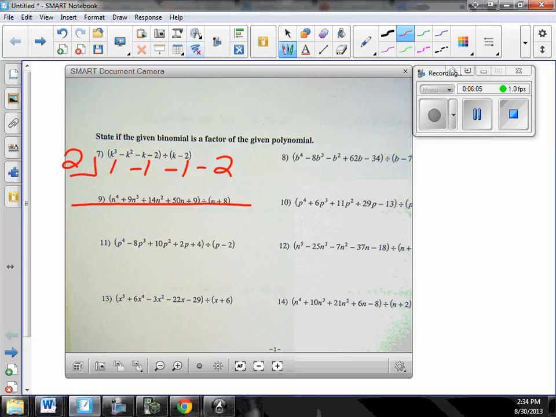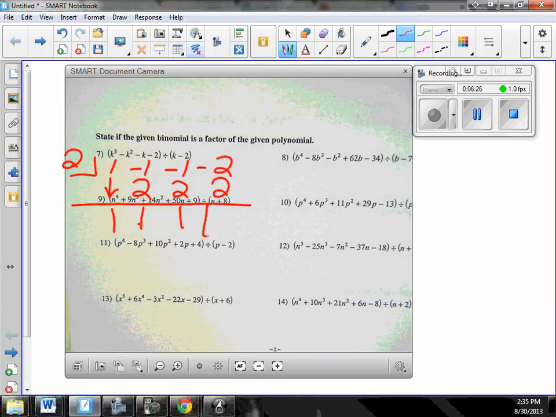Okay. So we drop the 1. 2 times 1 is 2. You get that? 1. And then 2 times 1 is 2, which gives me another 1. 2 times 1 is 2. Remainder 0, which means it is a factor. Okay, wait. What does it mean to be a factor?